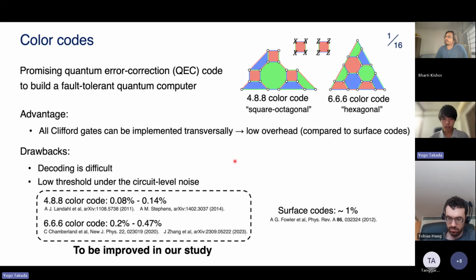The focus of this study is to improve the threshold of color codes.